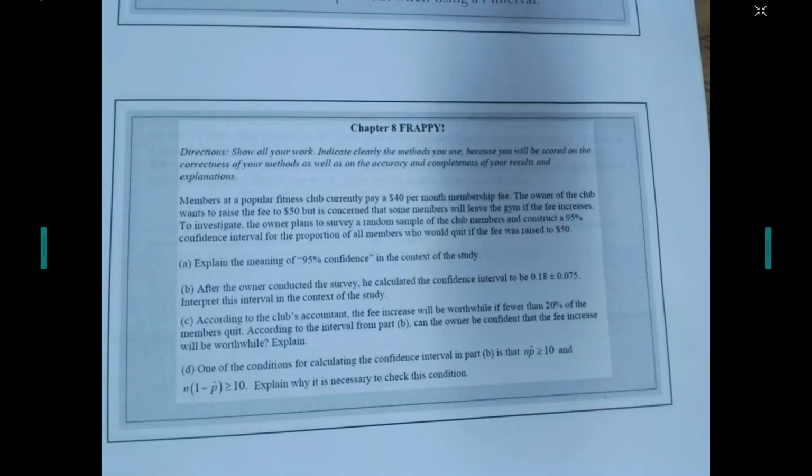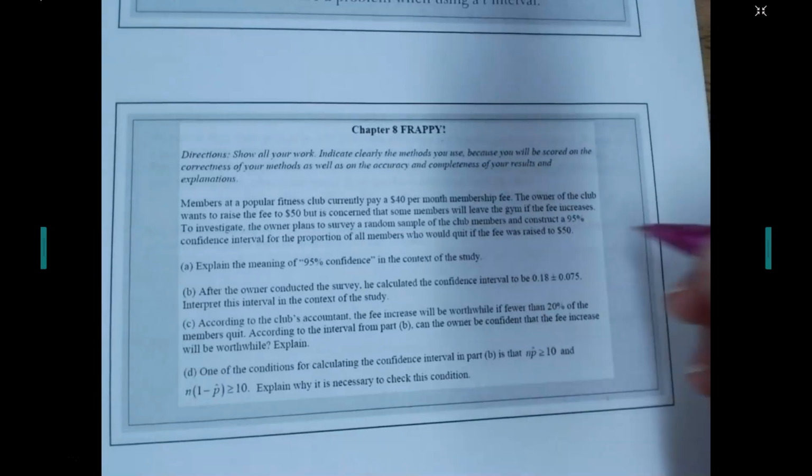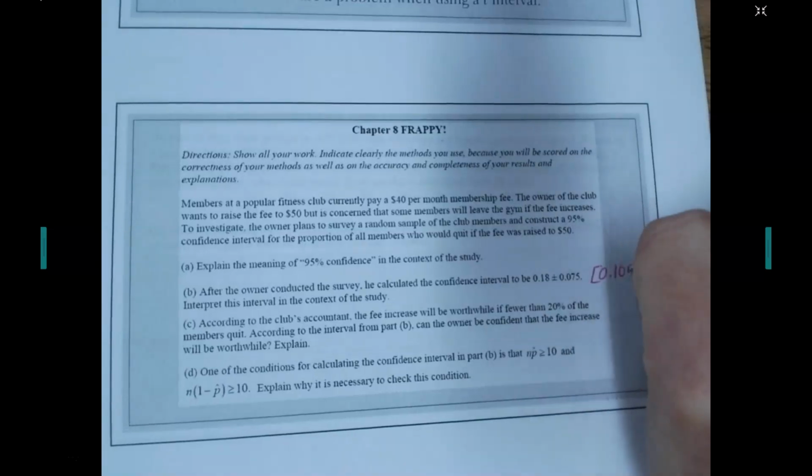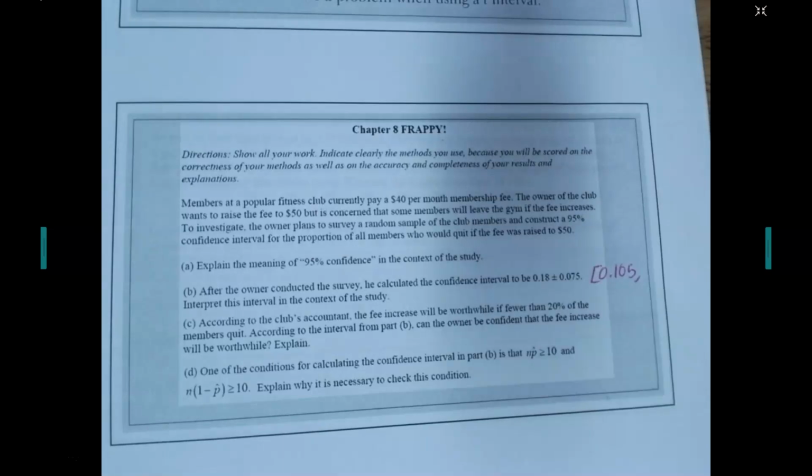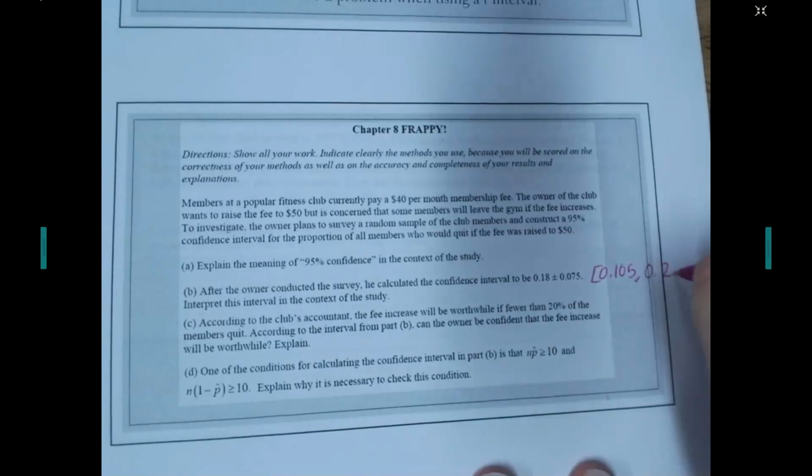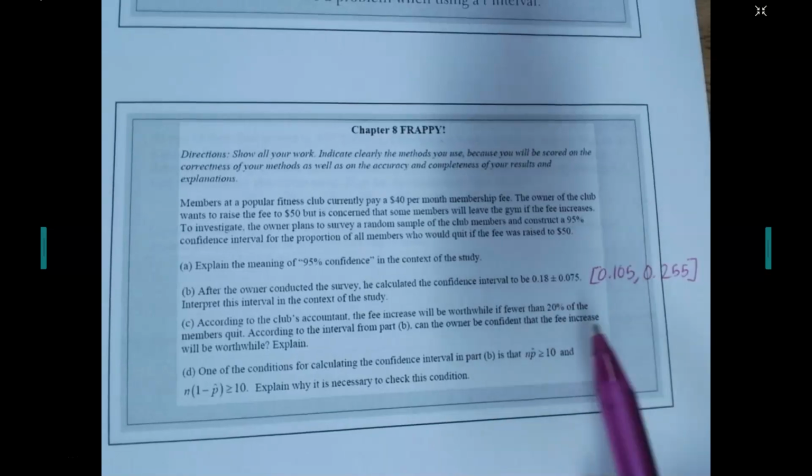All right, part B says, after the owner conducted the survey, he calculated the confidence interval to be 0.18 plus or minus 0.075. Interpret this interval in the context of the study. All they're asking us here to do is to use that other sentence to interpret the interval. That's the conclusion we've been doing, right? So let's figure out what our range is here first. 0.18 minus 0.075, so our range is from 0.105 to 0.18 plus 0.075, 0.255.